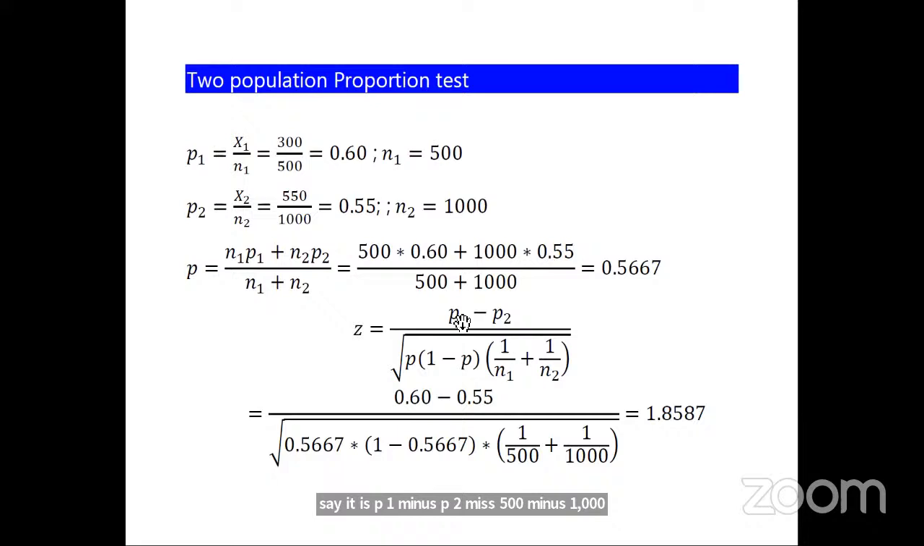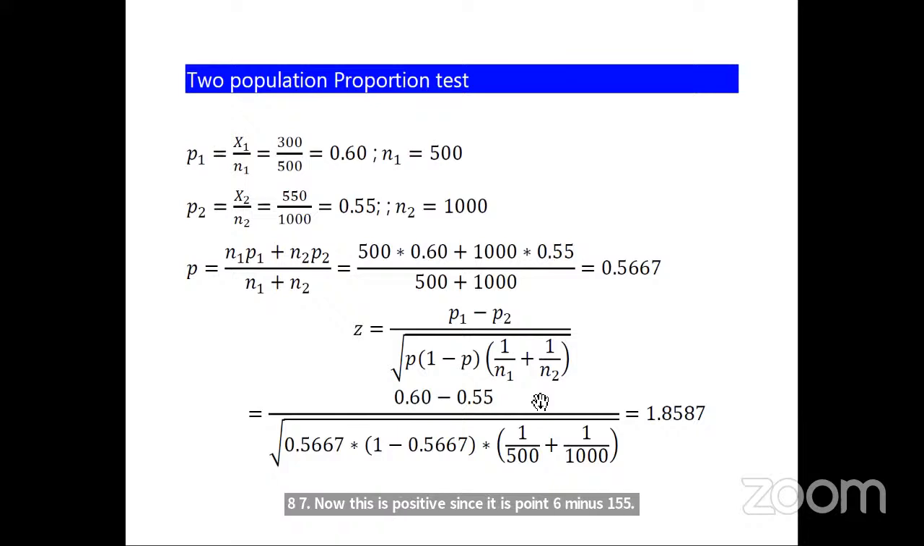Sorry, P1 is 0.6 and P2 is 0.55. So 0.6 minus 0.55 divided by the square root of P, which we have computed as 0.667 into 1 minus 0.667, into 1 upon N1 that is 500 plus 1 upon N2 that is 1000. So if you calculate this, you will get the value 1.8587. Now this is positive since it is 0.6 minus 0.55.